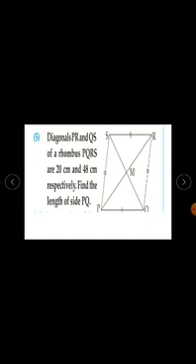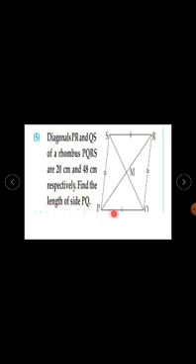With this beautiful thought, let us continue with our fifth chapter of Math 2, that is quadrilaterals. Now we will solve questions from problem set 5. Question number 5. Diagonals PR and QS of a rhombus PQRS are 20 cm and 48 cm respectively. Find the length of side PQ.